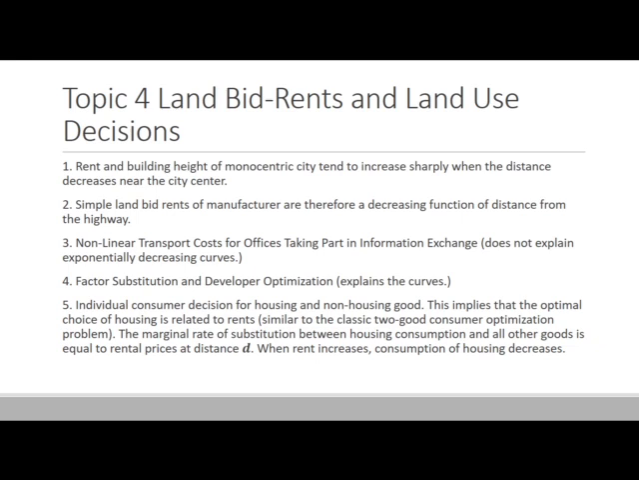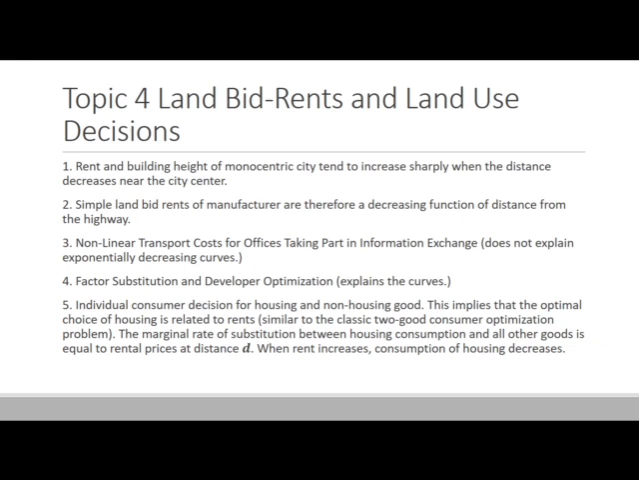So basically, that's a very important part of this topic. As we said, the nonlinear transportation cost doesn't explain the exponentially increasing rent and building height, but factor substitution by developers does explain the exponentially increasing rent and building height at the city center. So that's the answer to the question at the beginning.